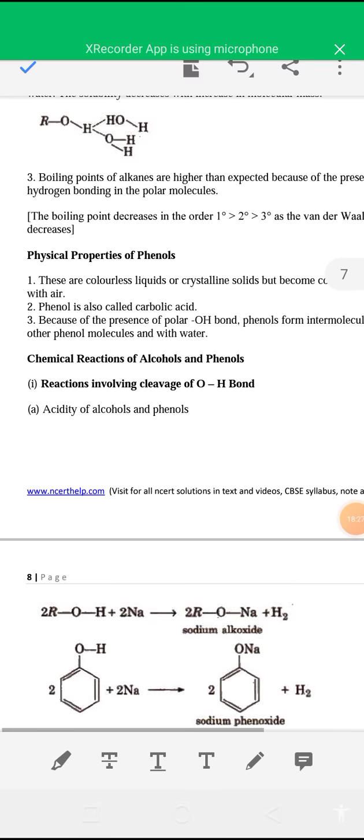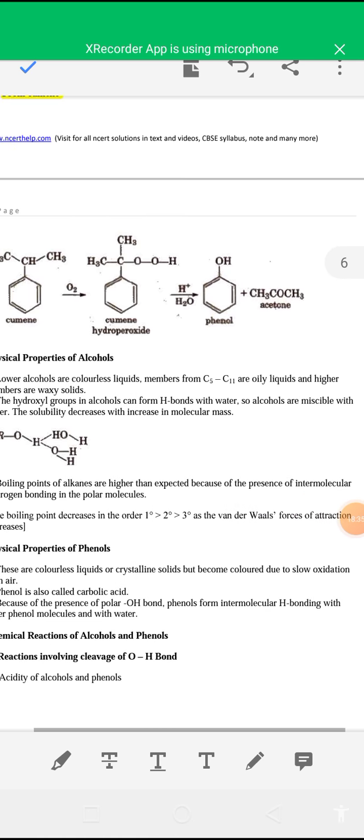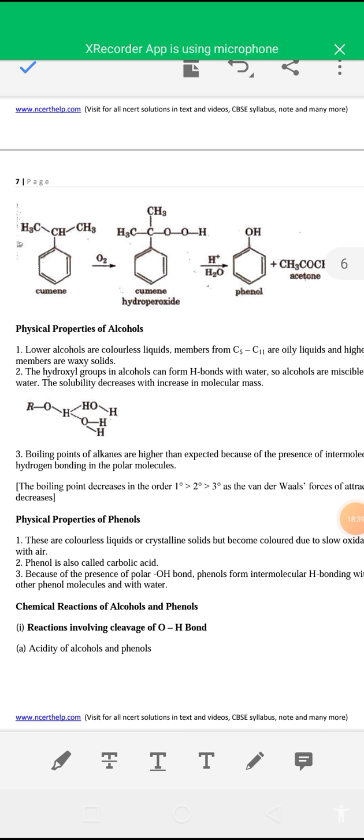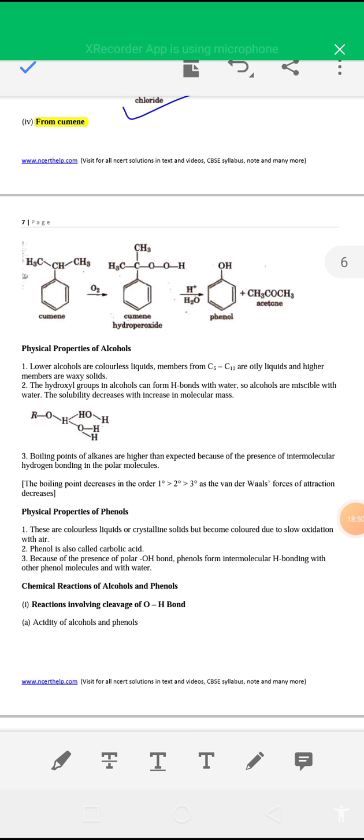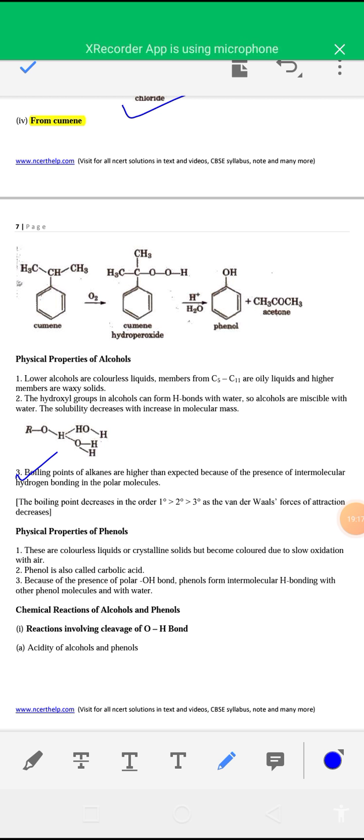Now see the physical properties of alcohols and phenols. These are not very important, but you have to read them to some extent. Only the preparation of alcohols, phenols and ethers and their reactions are very important. Lower alcohols are colorless liquids, members from C5 to C11 are oily liquids, and higher members are waxy solids. The hydroxyl group in alcohols can form hydrogen bonding with water, so alcohols are miscible with water. Solubility decreases with increasing molecular mass, and boiling points are higher than expected because of intermolecular hydrogen bonding in the polar molecules.